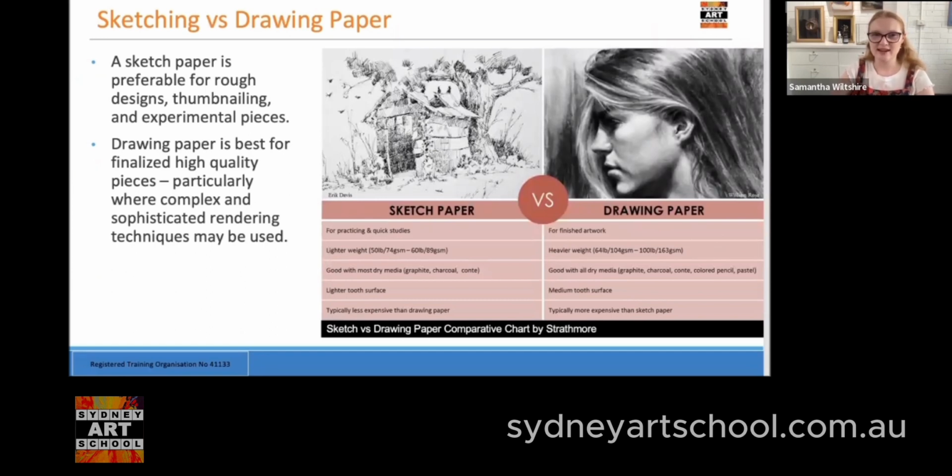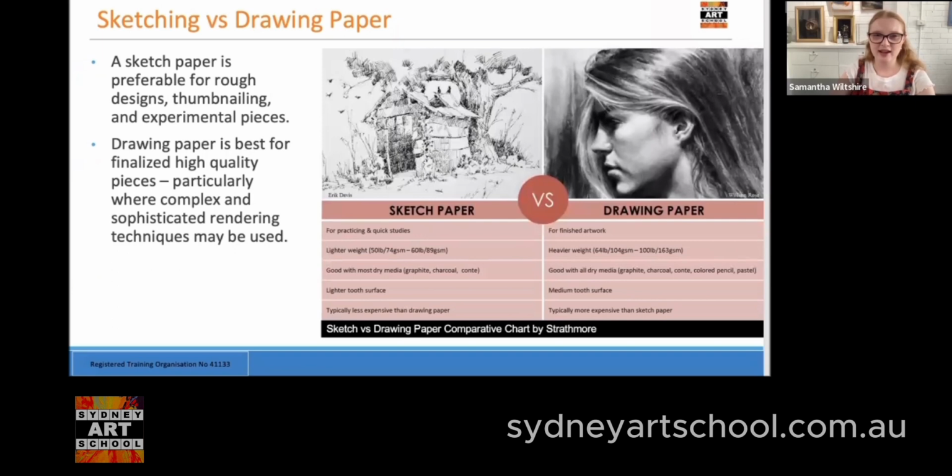So here we can see a direct comparison. Sketch paper, we can see, has a lighter weight, whereas that drawing paper is heavier. We can see that sketch paper is best for dry media, whereas drawing paper is good with all dry media because it oftentimes has better thickness. You might be able to get away with some wetter media as well, just depending on the brand and the type of your drawing paper.